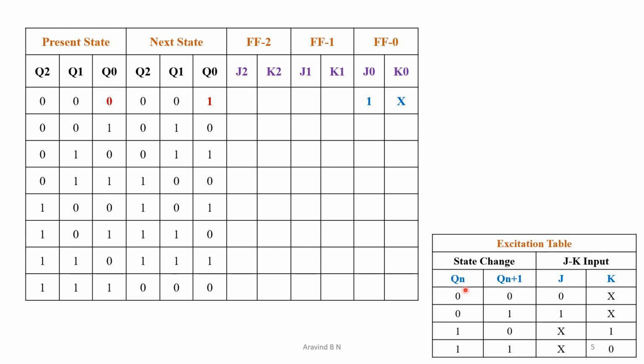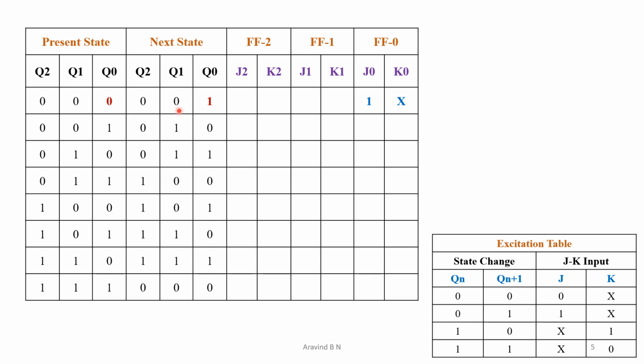In the excitation table, we are going to have the present state Qn. The next state is Qn plus 1. Based on those values, we are going to identify the input values J and K that will be filled over here. So let us start with flip-flop 0. In the present state I am going to consider Q0, and in the next state also I am going to consider Q0. So present state, next state. Here present state is equal to 0, and the corresponding next state is equal to 1.